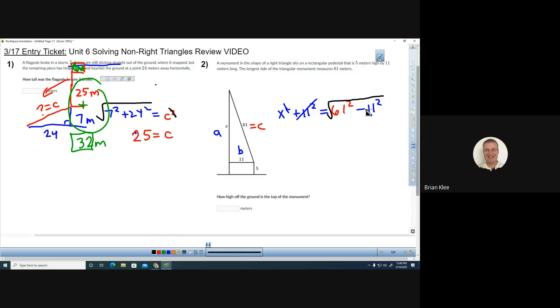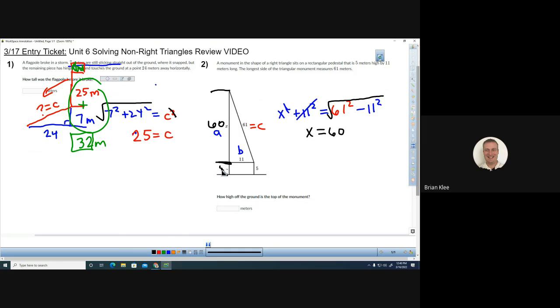leg squared. And this is over on the learning target wall. You type that in your calculator. The calculator spits out 60. Okay, once again, the problem is 60 is how high the top is above the base. We want to know how high off the ground is the monument.